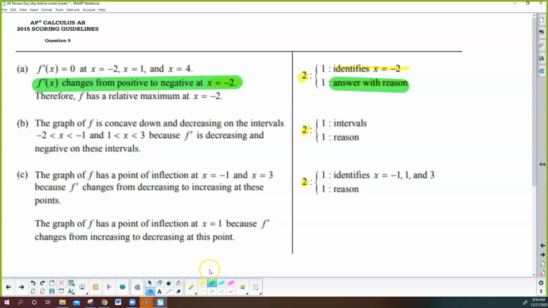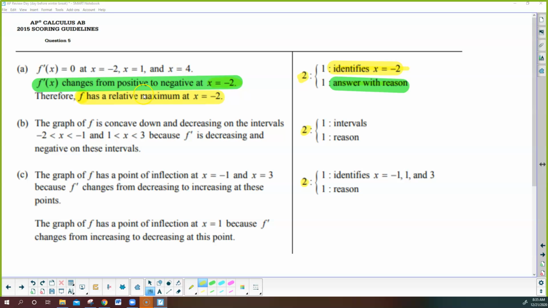And then their justification was, notice what they do. They don't say it has a relative maximum. They say f. You always want to refer to the function by name, so you're being very specific in your answer. F has a relative maximum at -2.